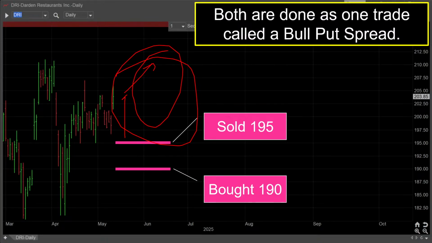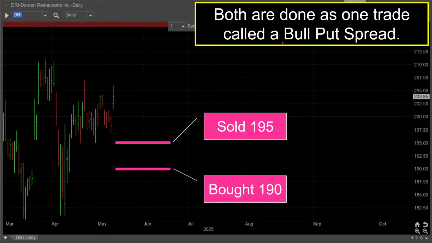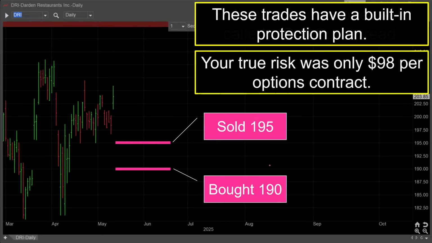Now, this is done in one trade, okay? This is called a bull put spread. Bull because it's something you do when you're bullish, put because we're using puts, and spread because we're doing 2 options with a $5 difference in price, okay? Now remember, these trades have a built-in protection plan. Your real risk on this trade was only $98 per options contract, right? So let's see how it worked out.